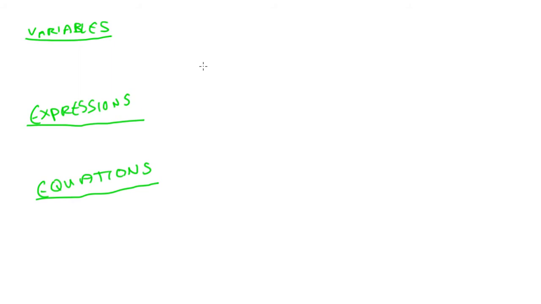We're going to start talking about algebra and the different things that it's made up of. Since we're just beginning, we'll talk about three different things today: variables, expressions, and equations. So, what is a variable?